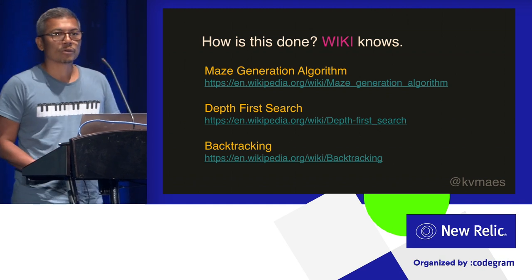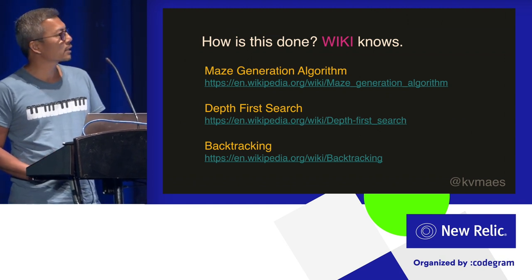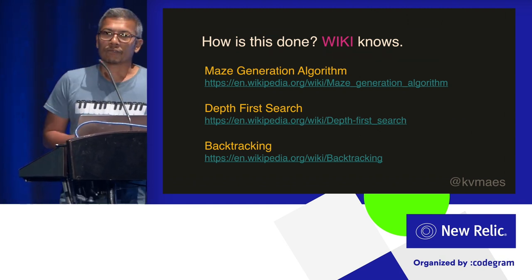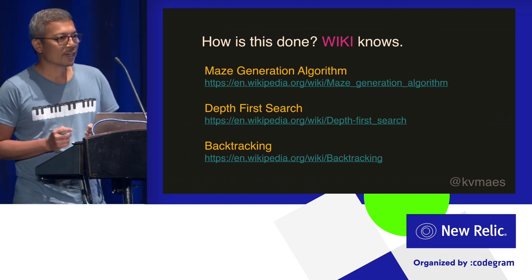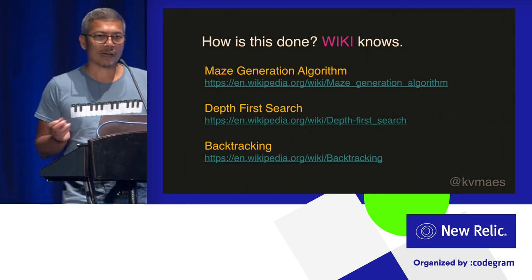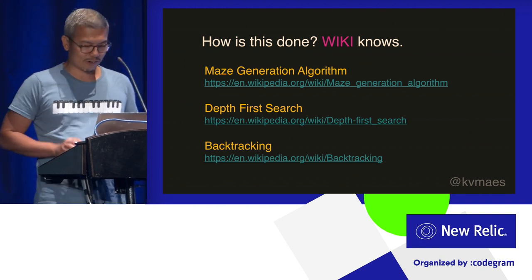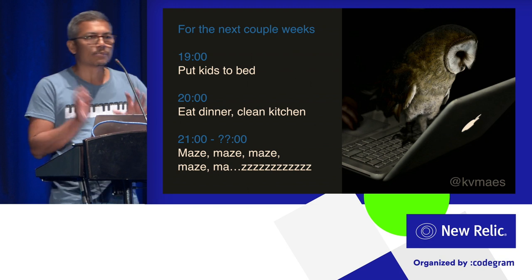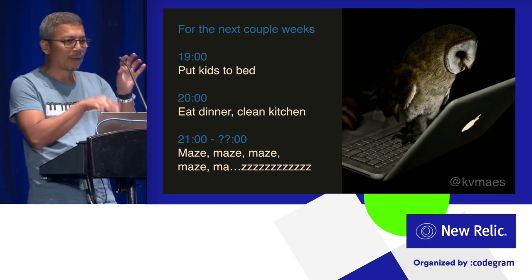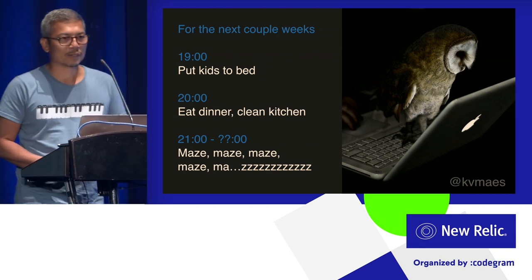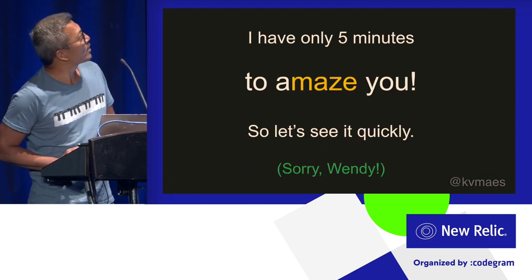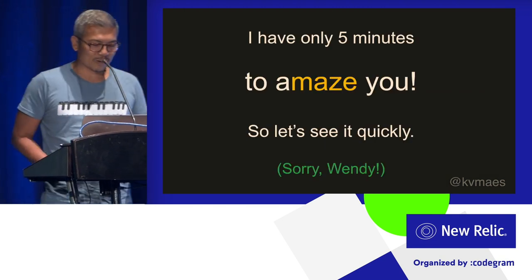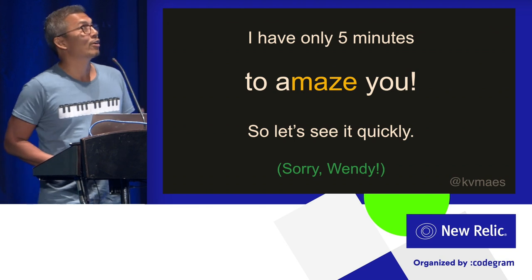So how is this done? Well, Wikipedia knows all about this, and basically you just go to three different places. You have to check out the maze generation algorithm page, and there you will find out something about depth-first search and backtracking. Okay, so for the next couple of weeks, all my evenings were: put the kids to bed, eat some dinner, and then just maze until I fall asleep. So I only have 5 minutes to amaze you, right? So we need to see this quickly.